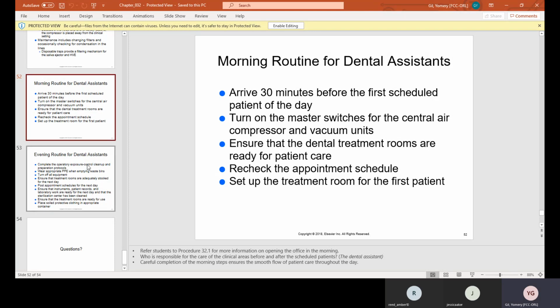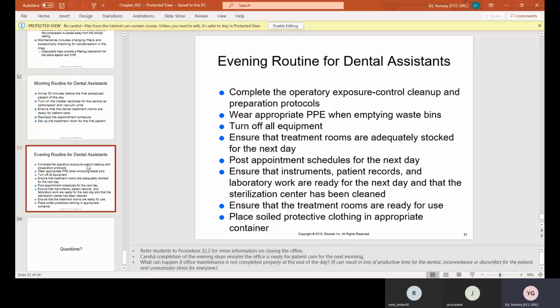So, the laboratory exposure control cleanup. Preparation of all equipment before you leave. You have to make sure everything's off: the compressors, the X-ray machines, all the computers, the panoramic machine, anything that you have to turn on during the day. Make sure everything is stocked for the next day.